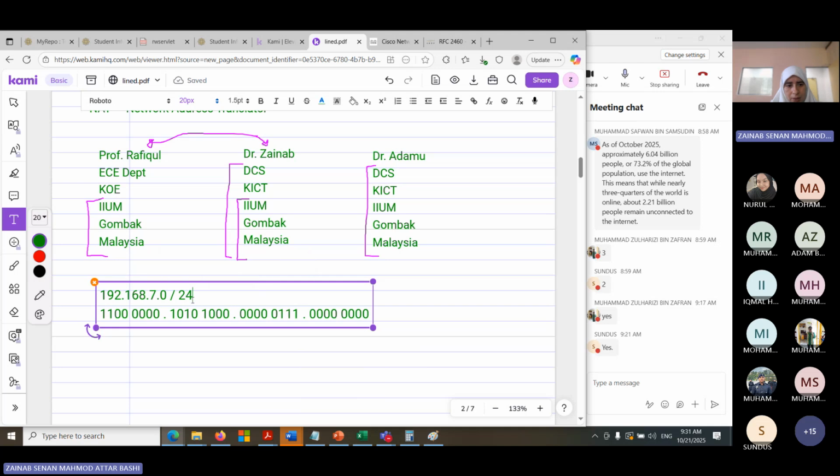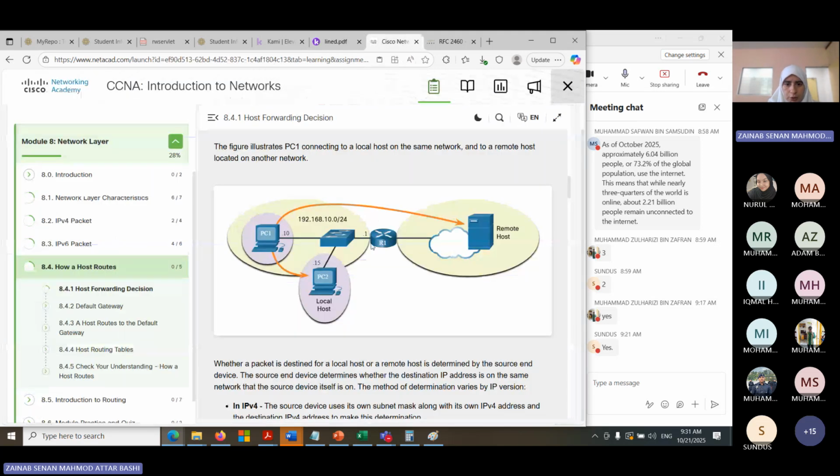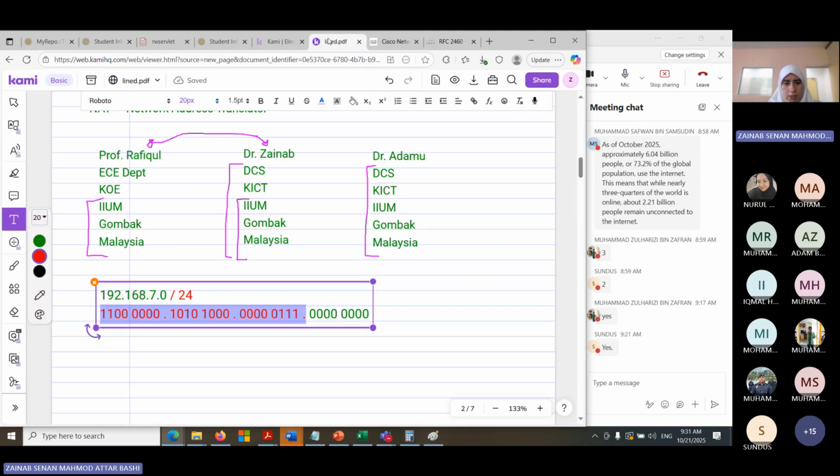Now, when we have the subnet mask, this simply shows that if you're sharing exactly the same first 24 bits, you belong to the same network. You don't have to pass by the gateway. You remember when we say you want to go to UKM, UKM is outside IIUM. So how do we differentiate who's outside and who's inside?